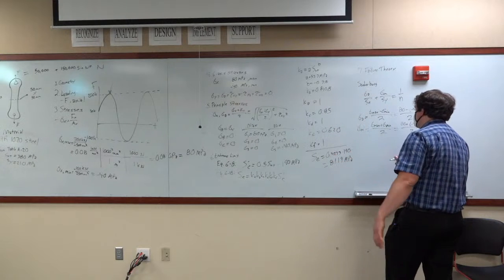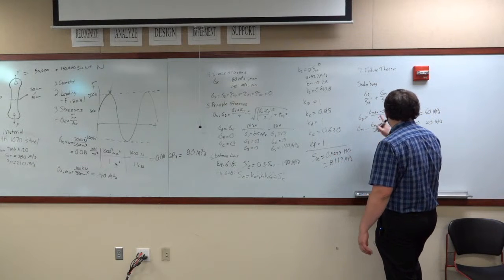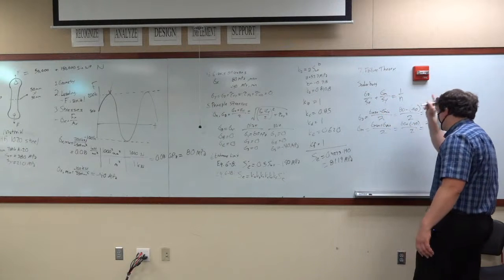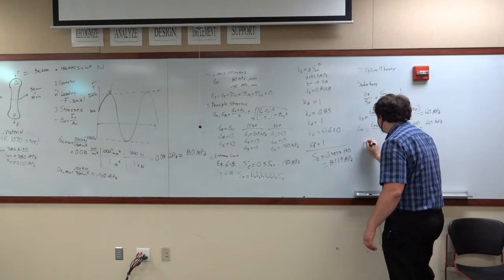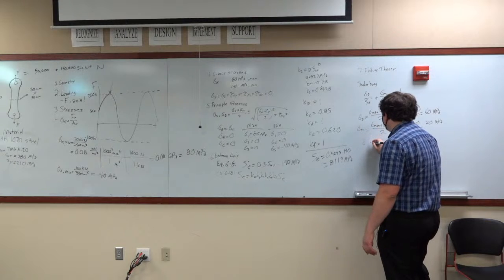So let's go ahead and do the math. We know our sigma A, we know our sigma M, we know our SE, we know our SY. Let's calculate number 8, which is our factor of safety.